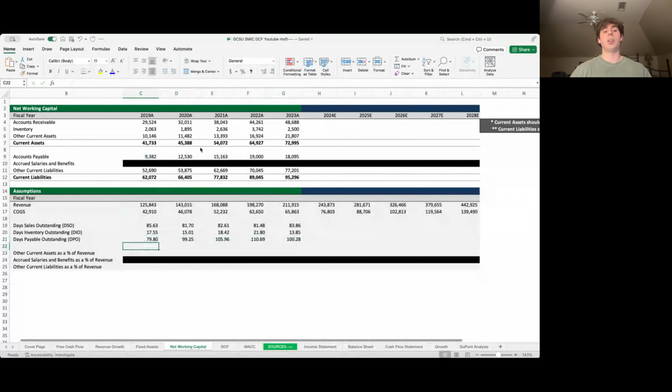For other current assets and other current liabilities, we're going to take this as a percent of revenue. So other current assets divided by revenue. Same for other current liabilities. For all these assumptions, we're just going to take the average. So equals average. Command D. Link it to here. Command D. Command R. Take an average. Same right here.